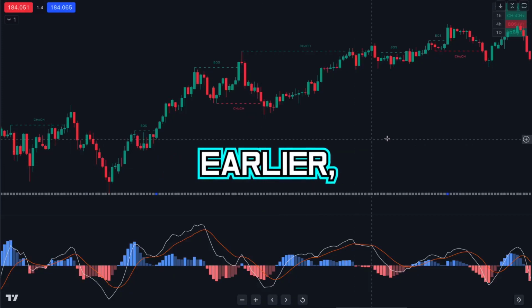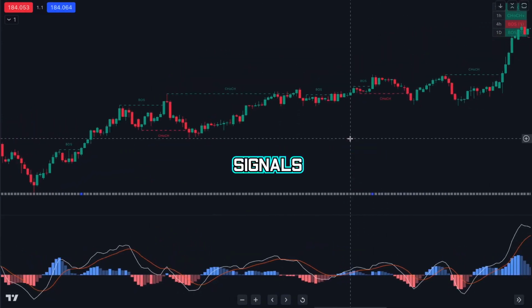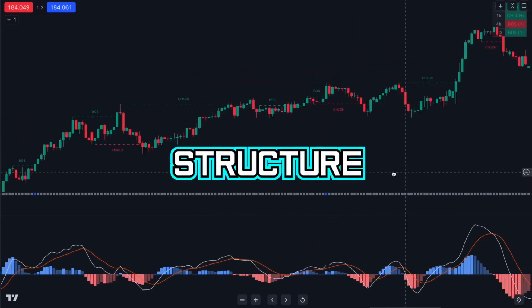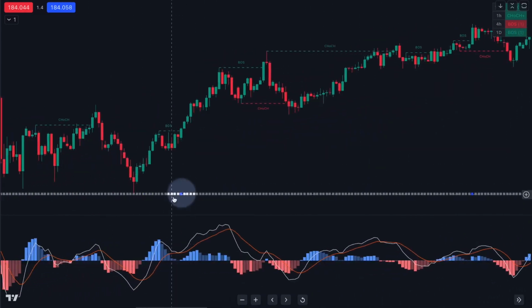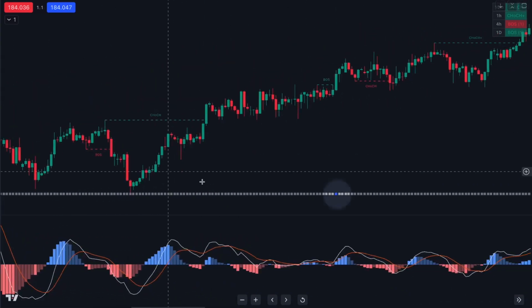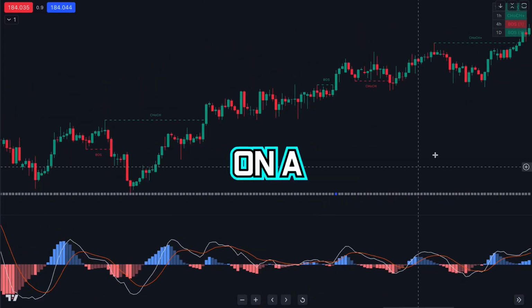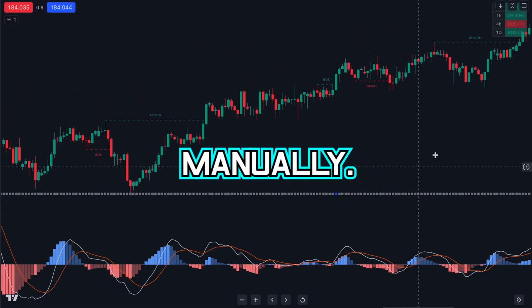As promised earlier, I will now share with you a way to pair this indicator with another in order to get the best signals automatically and have the market structure plotted. As you can see here on the chart, this additional indicator is showing me exactly where I should be taking buys and sells. These signals are custom and are based on a combination of the MACD and the other indicator, so I don't have to look for them manually.